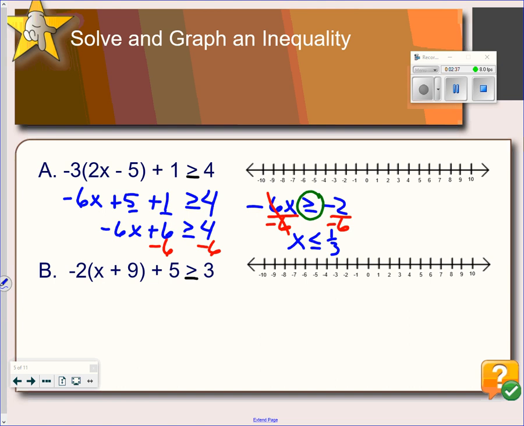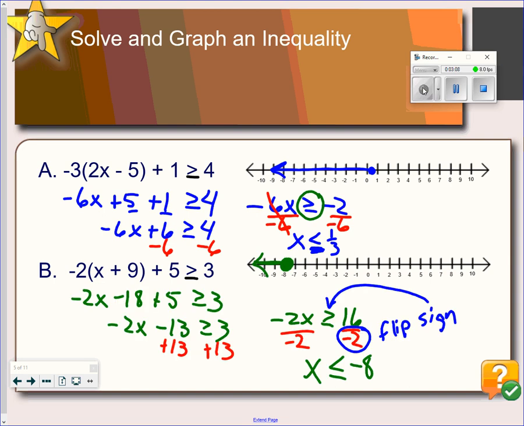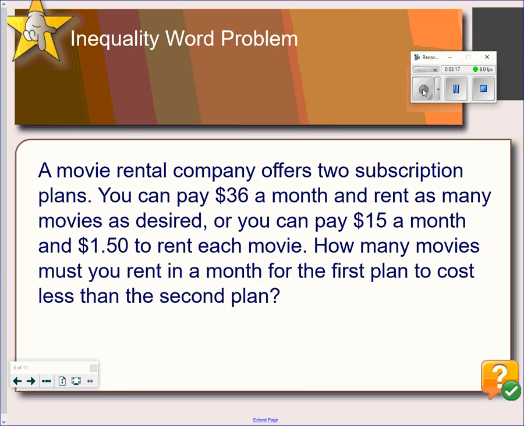Now to graph it, we go on the number line to approximately where 1/3 would be, right about there. Since there's an equal sign under here, we color in the circle. If there was not an equal under it, you'd leave the circle open. And then x is less than that, so we shade everything less than the circle. Okay, you can try example B. Press pause while you try example B and then press play and see if you get the right answer. And I got x is less than or equal to -8, so that's a closed circle shaded to the left.